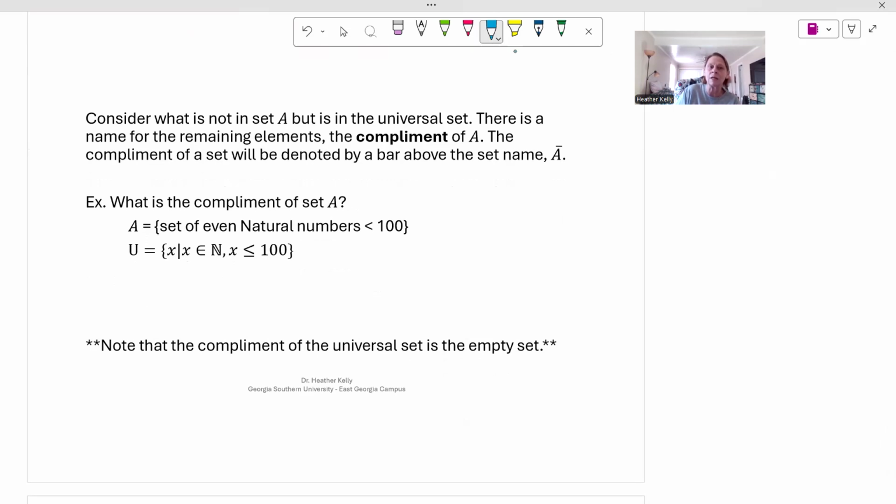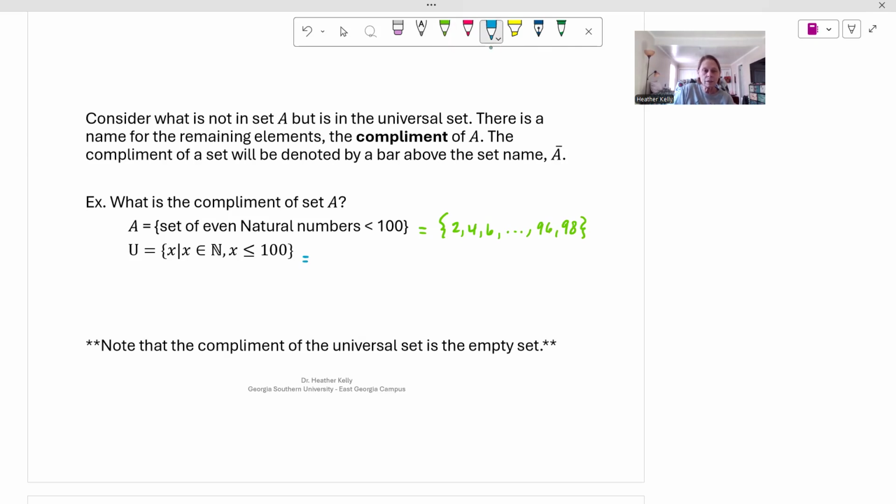Looking at our example, what is the complement of set A? If A is the set of even natural numbers less than 100, and the universal set is all the natural numbers less than or equal to 100. Now, it does not hurt at all for you to list out some of these, right? So this is going to be 2, 4, 6, going up to 96 and 98. There's no 99, no 100, because that's a set of even natural numbers. And it's helpful to write these out.